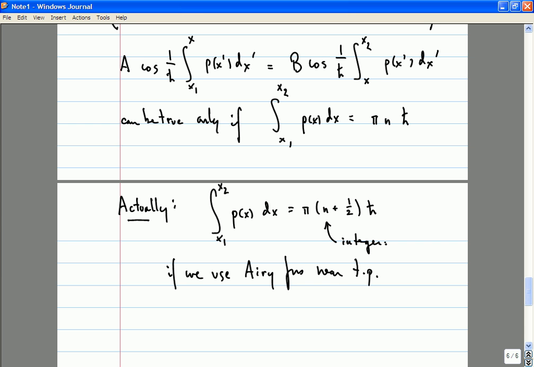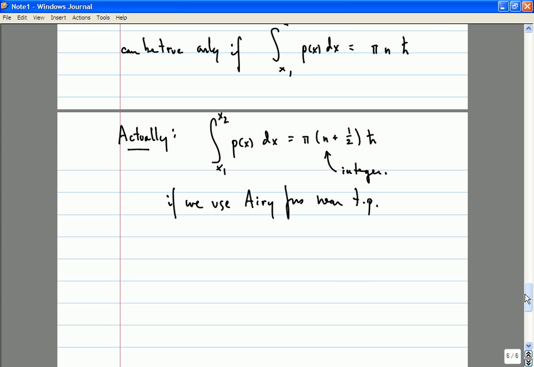So sometimes we rewrite this equation in a way that makes it slightly more suggestive in terms of our semi-classical intuition. So we can rewrite this as an equation where we integrate p from x1 up to x2 and then back down to x1 again. So that just differs by a factor of 2, of course.